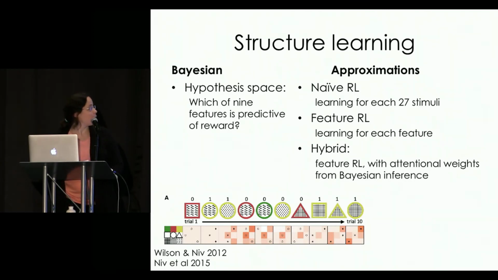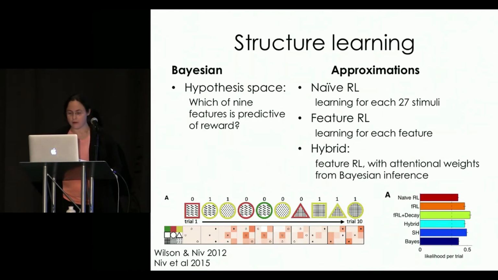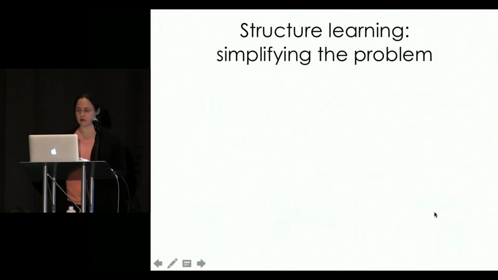So what they showed here is that a version of the feature RL model was the one that could account for behavior best. So there's two things to take out of this. One, that it does better than naive reinforcement learning, which means that it does take into account some of the structure of the state space, paying attention to the fact that it's organized into dimensions and features, but it also does way better than the optimal inference process that knows all about the structure of the task.